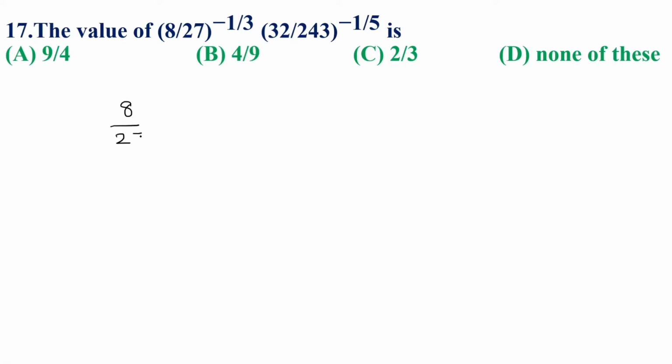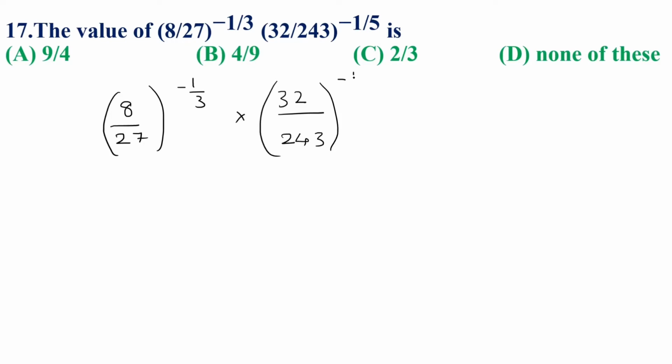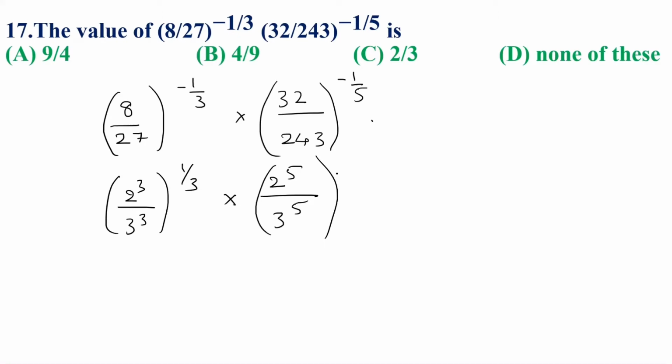8 by 27 whole to the power of minus 1 by 3 into 32 by 243 whole to the power of minus 1 by 5. So 8 can be written as 2 cube, 27 can be written as 3 cube. So this can be written as 2 cube by 3 cube whole to the power of minus 1 by 3 into 2 to the power of 5 by 3 to the power of 5 whole to the power of minus 1 by 5.